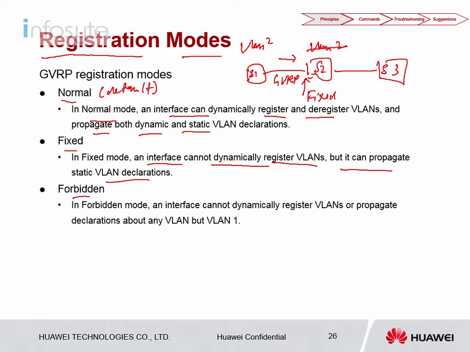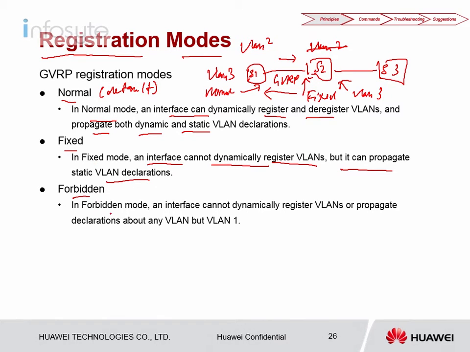What I mean over here is, assuming that now in S2 I create a VLAN 3 on switch 2. Alright, so here I'm going to send this VLAN 3 to S1. And if S1's mode here is normal, S1 will have the VLAN 3. So that's a fixed mode.